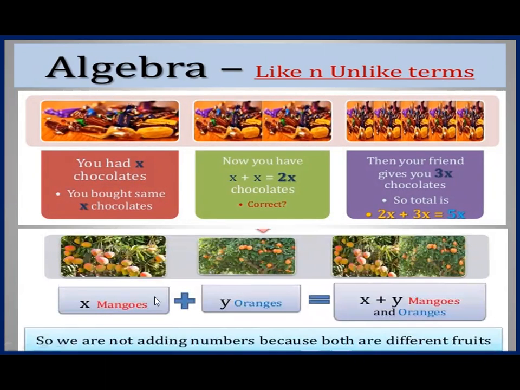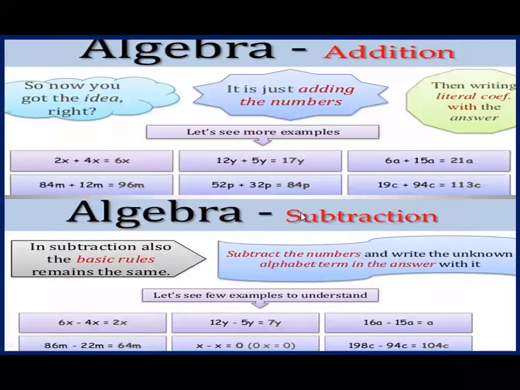Now let's take another example. We'll take mangoes as x and oranges as y. When we add both, you cannot mix mangoes and oranges together. So that is x plus y, mangoes and oranges. We are not adding numbers because both are different fruits. So only like terms can be added and unlike terms cannot be added. So now you got the idea, right? It is just adding the numerical coefficients. You add the numerical coefficient and write the literal coefficient with the answer.